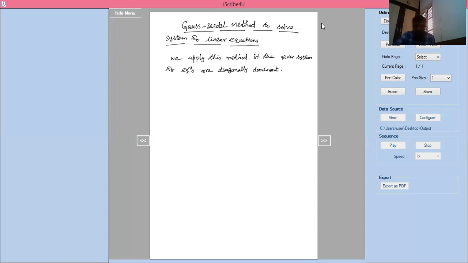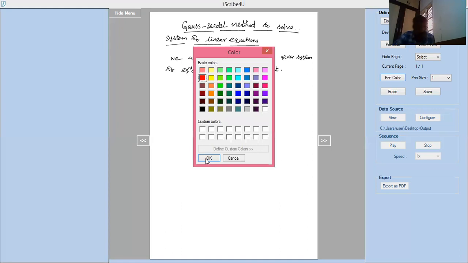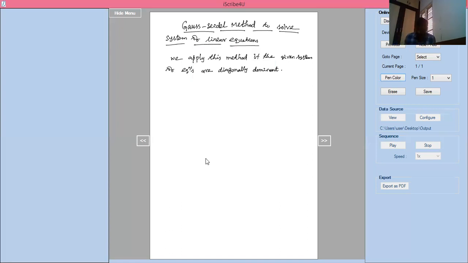Right. So one problem I will take. 20x plus y minus 2z equal to 17. 3x plus 20y minus z equal to minus 18. Next, 2x minus 3y plus 20z equal to 25.